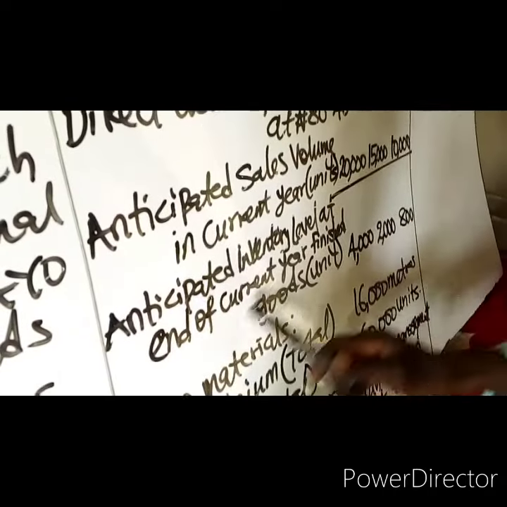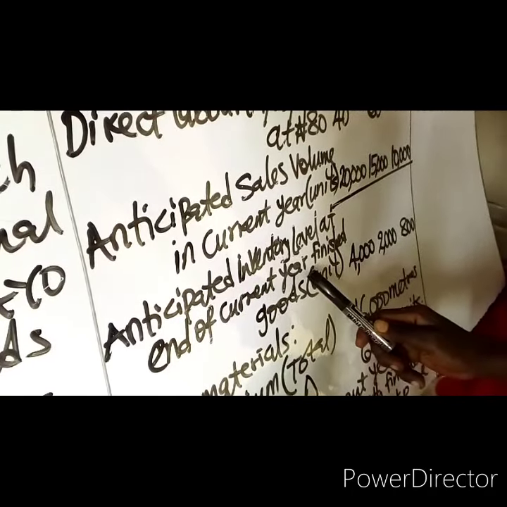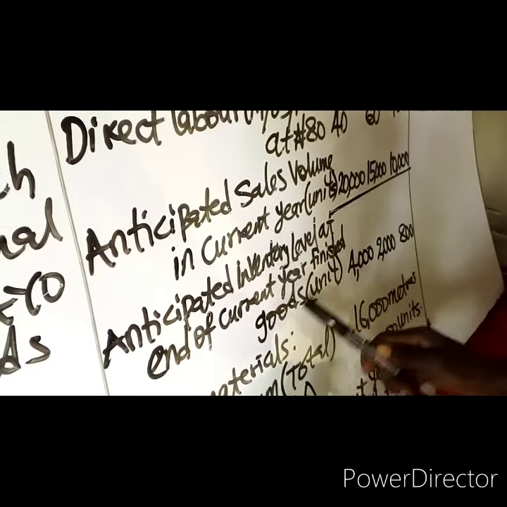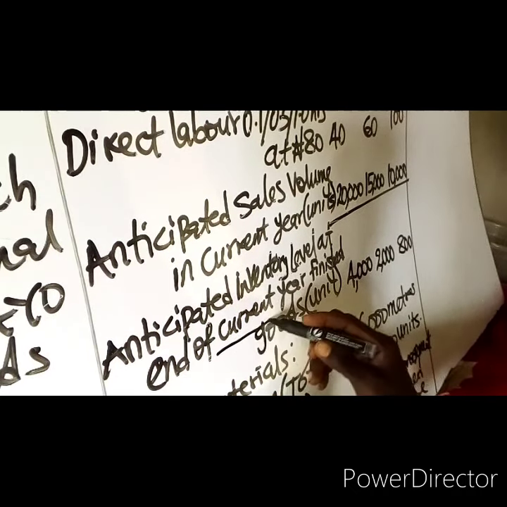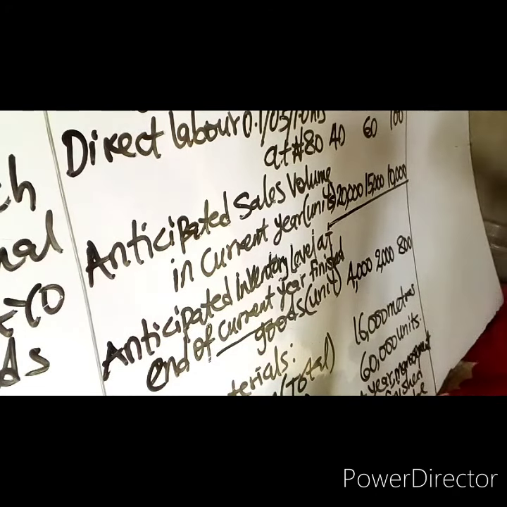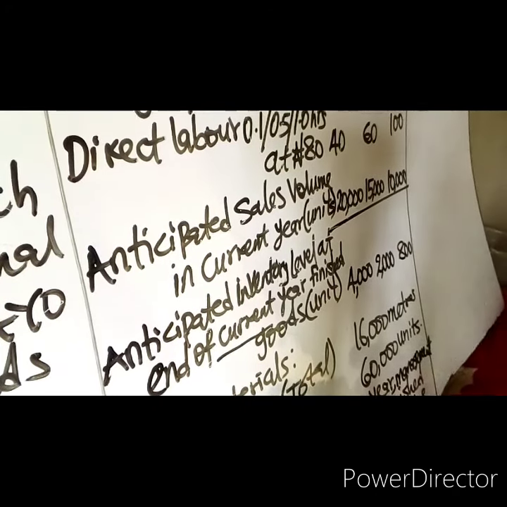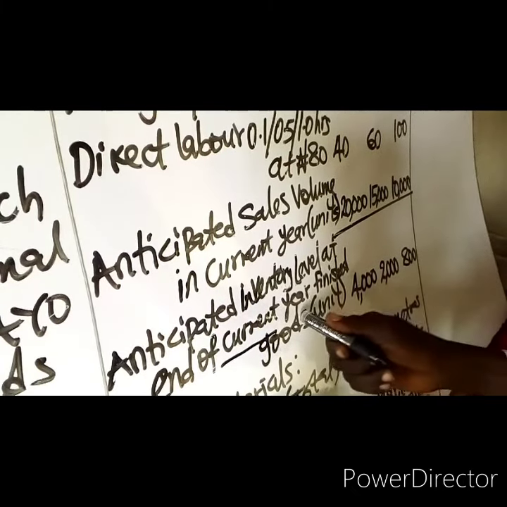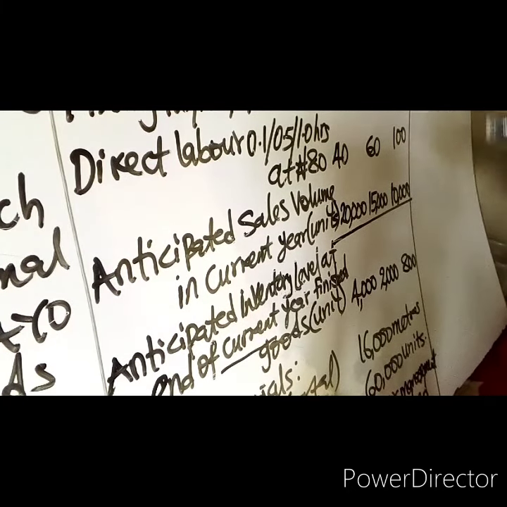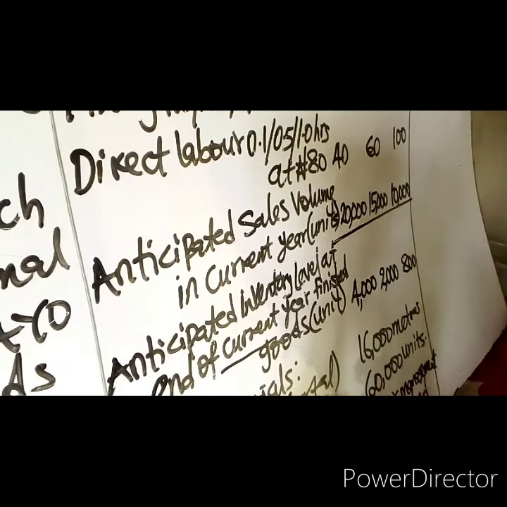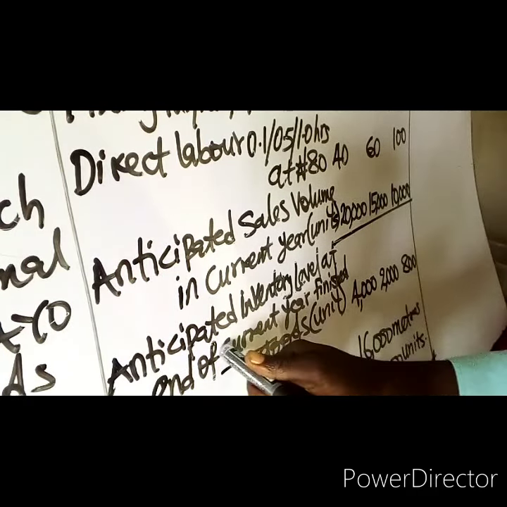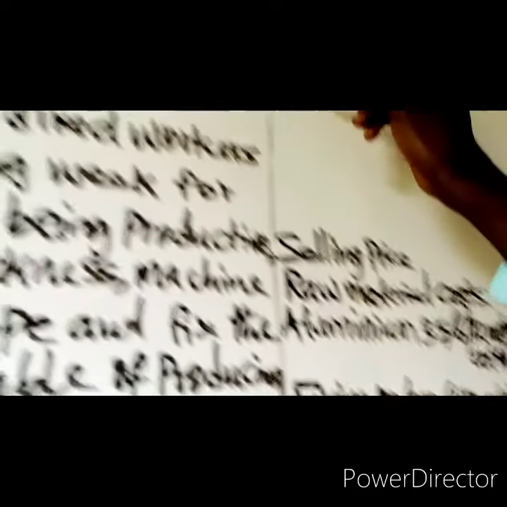Anticipated inventory level at the end of the current year, you are given finished goods in units: 4,000, 2,000 and 800. This is the opening inventory. I've told you that this is the current year. That one is the opening for the next year, because you are preparing budget for next year, not for the current year. What you have as the closing inventory this current year end will be the opening inventory at the beginning of next year.